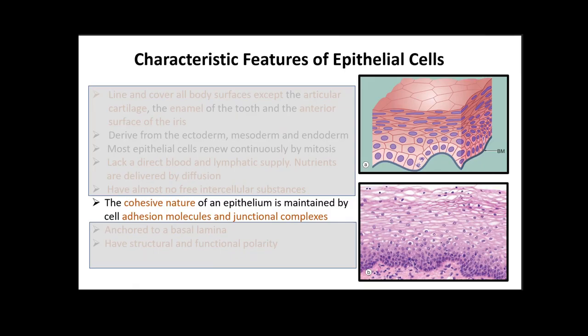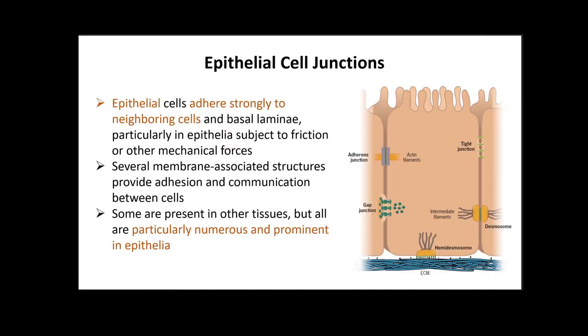We have several structures that we'll be describing today that help with this adhesion and connection. Although we said this is a major feature of epithelial tissue, junctions also exist in other tissues as well. And we'll talk about that later when we come to other tissues.